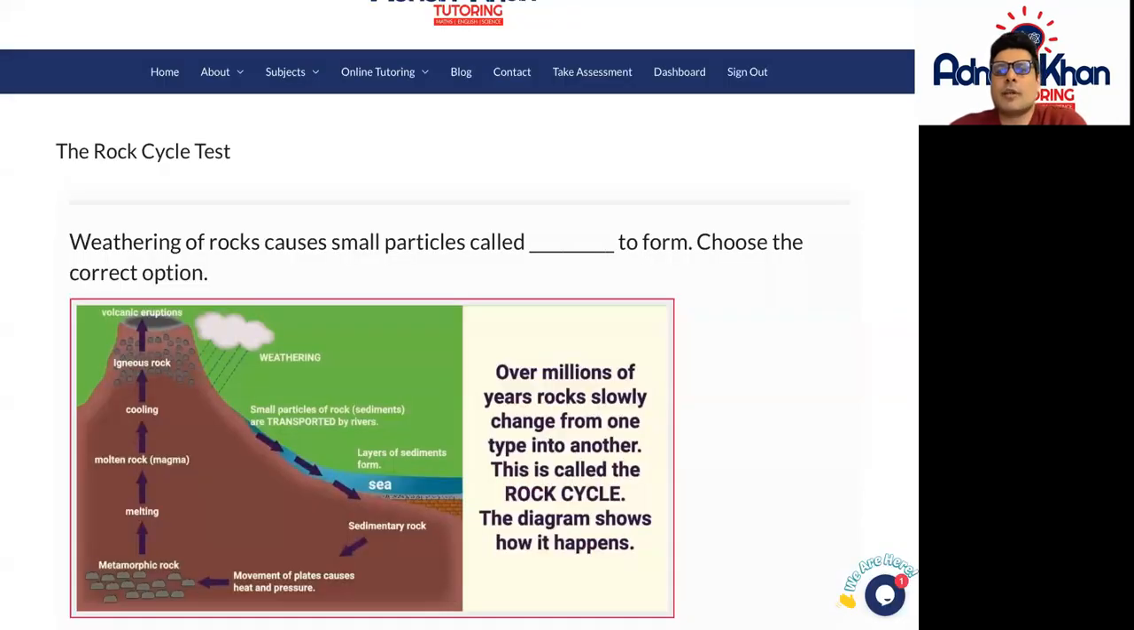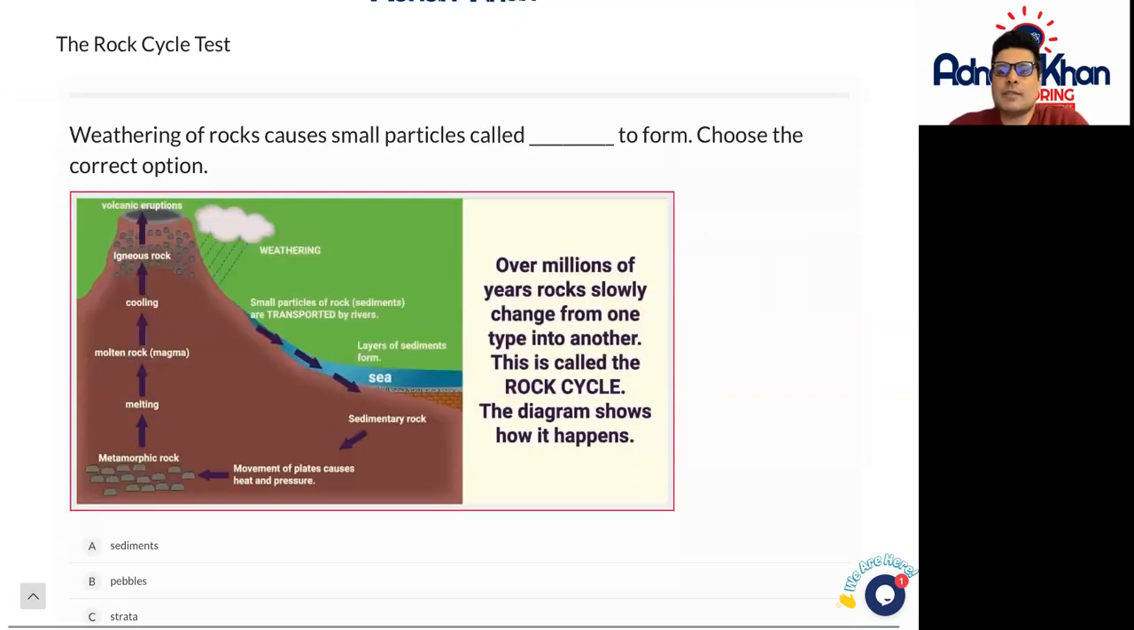So here, let's have a look at the various rock cycles. In our previous lesson, we covered igneous rocks, metamorphic rocks, and also sedimentary rocks. All right, so you need to know the difference between those three rocks. Over millions of years, rocks slowly change from one type into another, and this process is called the rock cycle. This diagram here shows you exactly how this cycle works.